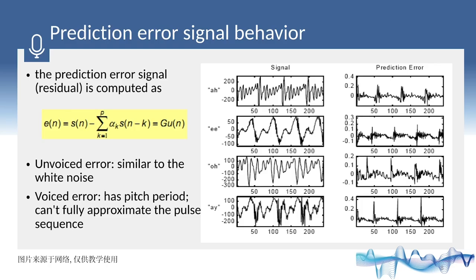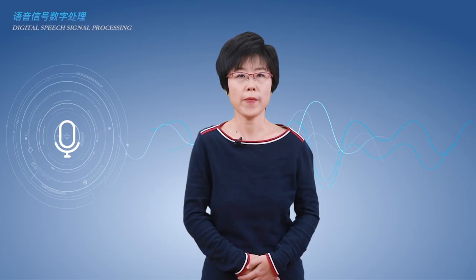In real applications, if we use a pulse sequence to replace the residual and pass it through the LPC filter, it will cause the produced speech to sound robotic. That is because real speech does not have a perfect period; it also contains some random components. Another reason is that the LPC filter cannot model the zeros.